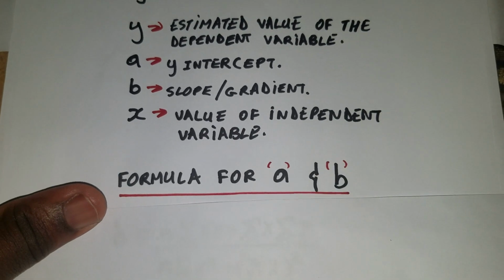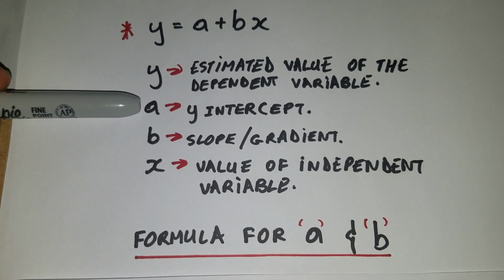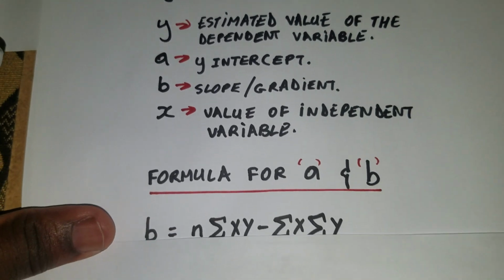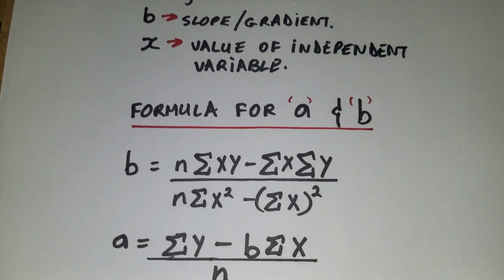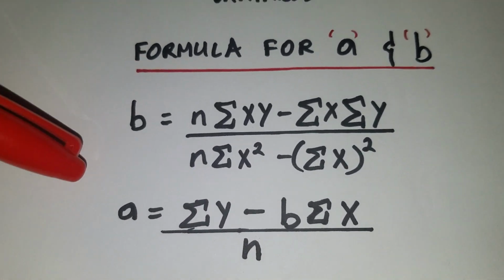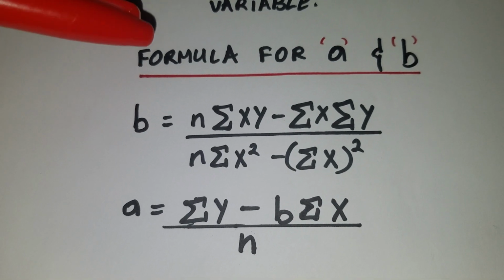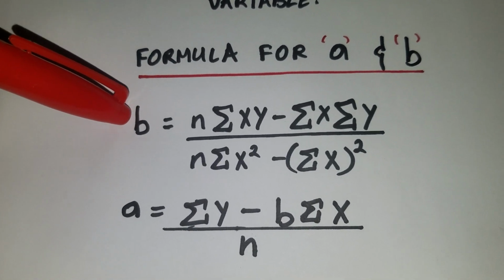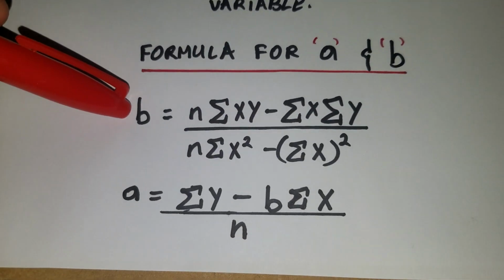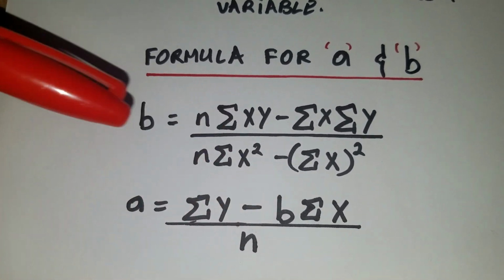Now, the formula for finding the y-intercept and the formula for finding the slope is what we need to know. Now, these are the two formulas. As you can see, even though a comes before b in the alphabet, when working out in regression, we have to find b first. And remember, b is the gradient or the slope. We have to find b first. Why? Because to find a, we need to know what b is.